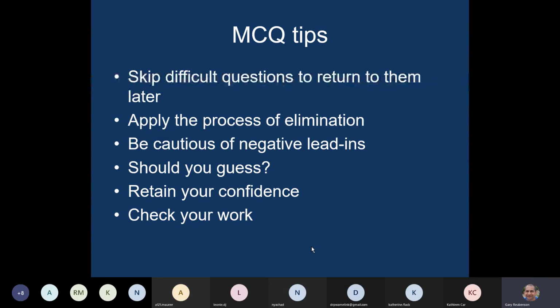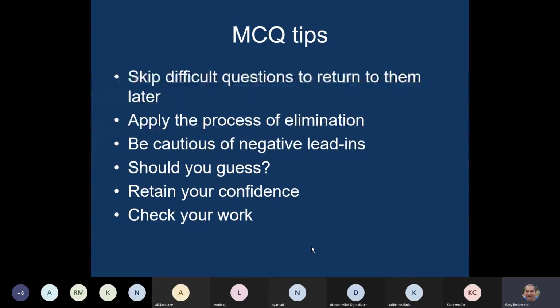Be very, very cautious about negative lead-ins. What I'm saying is things like "which of the following is the least likely diagnosis," or "which of the following 4 medications would you avoid?" Those sorts of negative lead-ins. We do try and limit the number of those, so you'll see that there are very few questions like that. Out of the 150, probably less than 10% of them will have negative lead-ins like that.